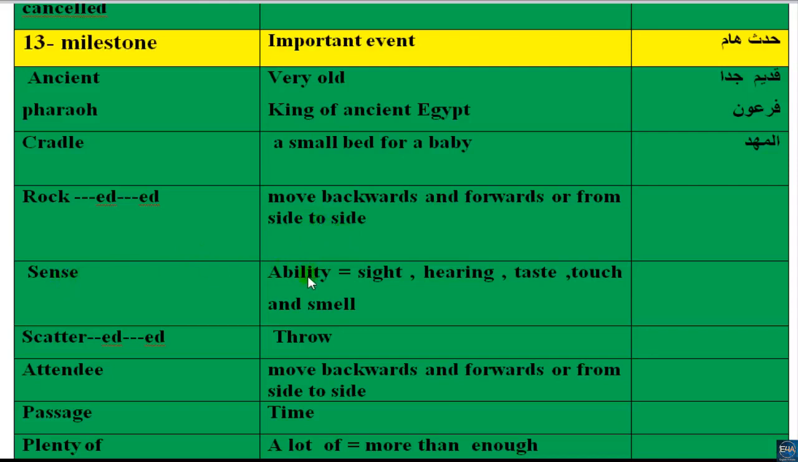Sense, ability. Sight, when we say we have 5 senses. So this means sight, hearing, taste, touch, and smell. Scattered. Scatter through. Through, th, through.